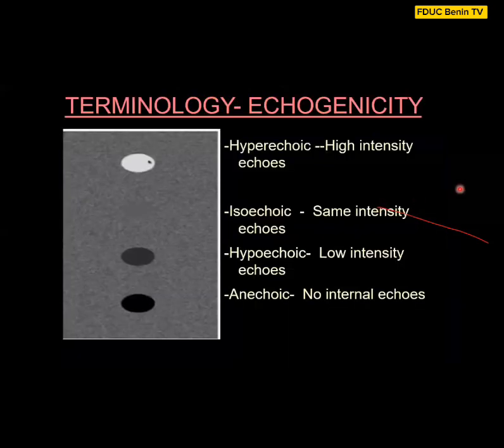And that shows us the terminologies in ultrasound. This will help us to understand them. Hyperechoic means high intensity echoes, so it appears very bright. Hypoechoic means low intensity echoes, while anechoic means there was no echo. Everything passed through the structure, so it's called anechoic, with no internal echoes.